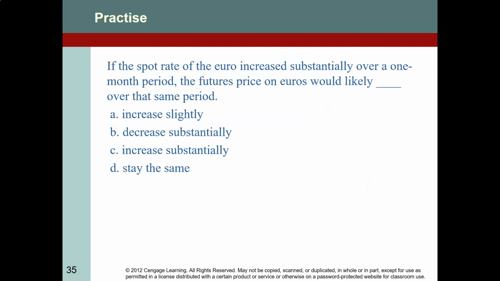If the spot rate of the euro increased substantially over a 1 month period, the futures price on euros would likely over the same period. Think about which one we should go for. We should go for C, okay? The futures price or the forward price, they are both very related to the spot rate. If the spot rate goes up, they should go up too.